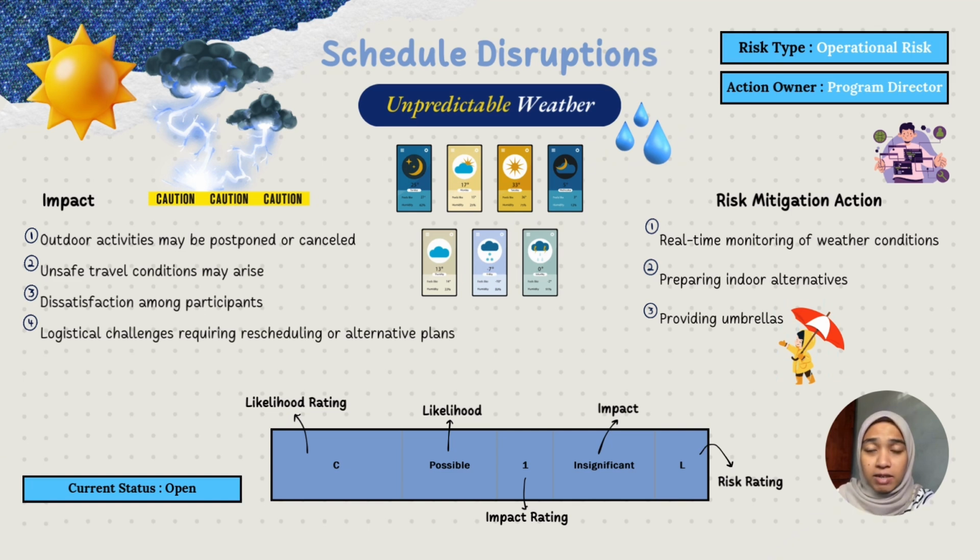And to minimize this risk, it is important for the action owner, which is the program director, to monitor weather forecasts on a particular day and have contingency plans in place to prevent any schedule disruptions, where weather forecasts need to be monitored regularly, from time to time, preparing indoor alternatives, and providing necessary items like umbrellas or raincoats. And by staying proactive, we can ensure that the trip proceeds with minimal disruptions.